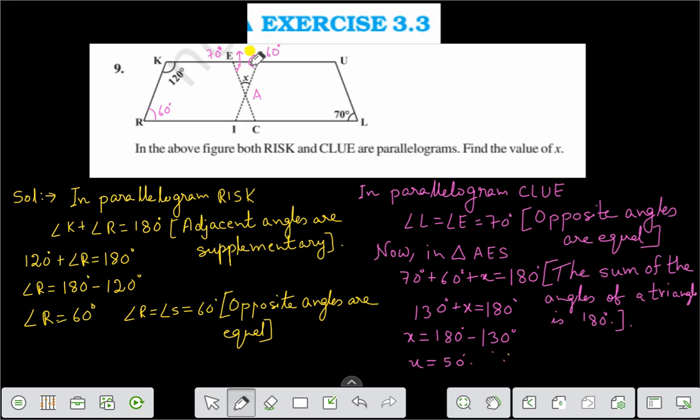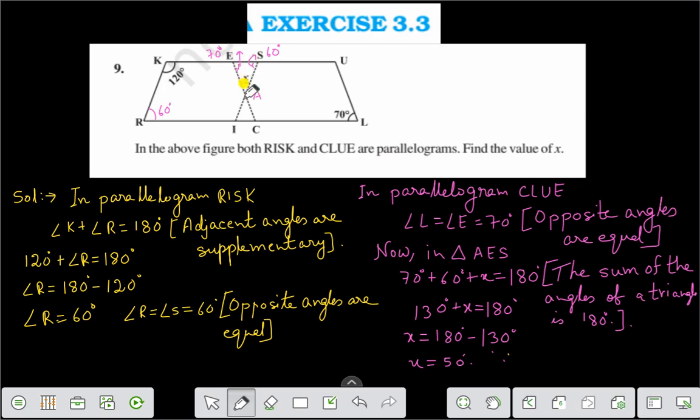Now in this parallelogram CLUE, this is angle 70 degrees. The opposite angle of angle L is angle E. See, this is 70 degrees. Angle E is also 70 degrees.